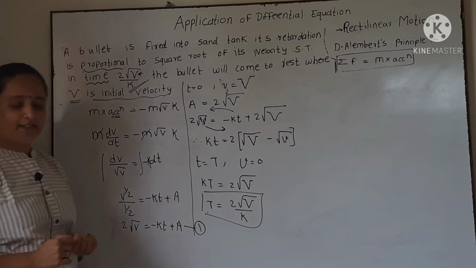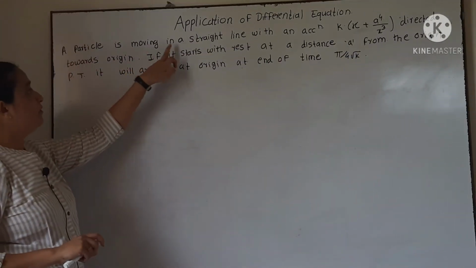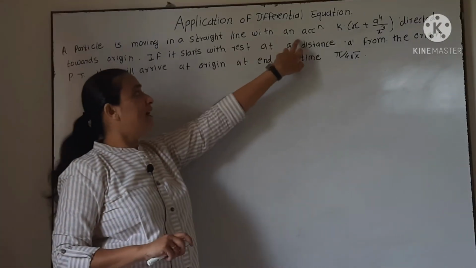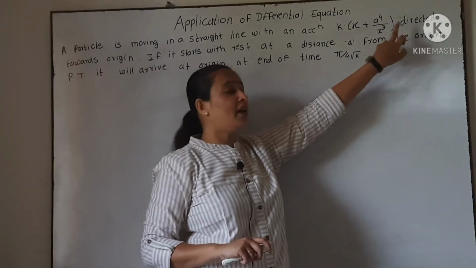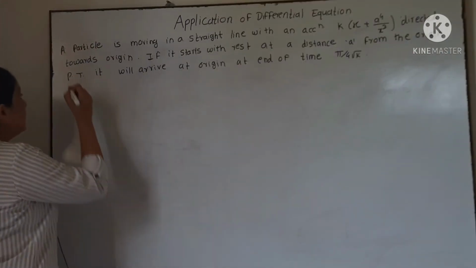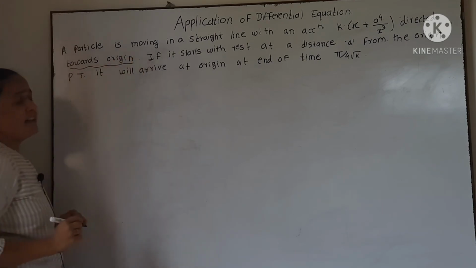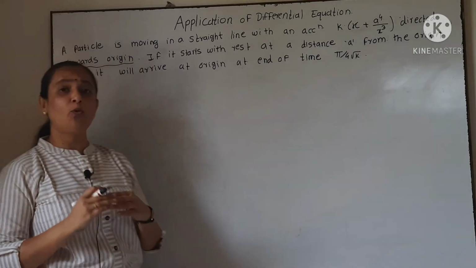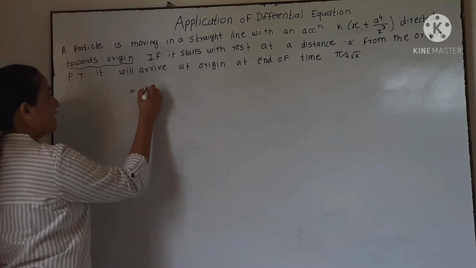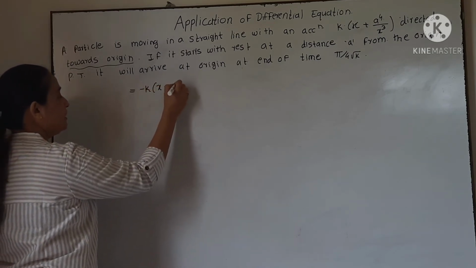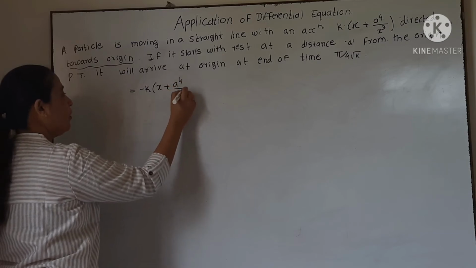We will take one more example. A particle is moving in a straight line with an acceleration k in bracket x plus a raised to 4 upon x cube directed towards the origin. The acceleration is directed towards the origin, that means opposite to the displacement. Therefore, the sign for this will be minus k in bracket x plus a raised to 4 upon x cube.